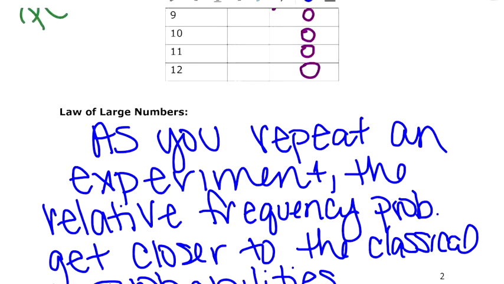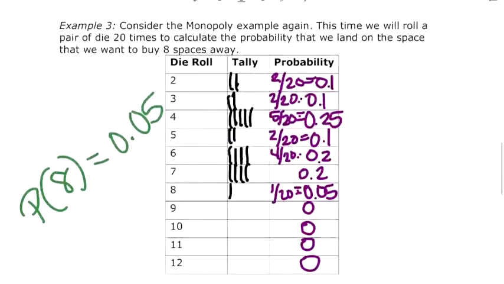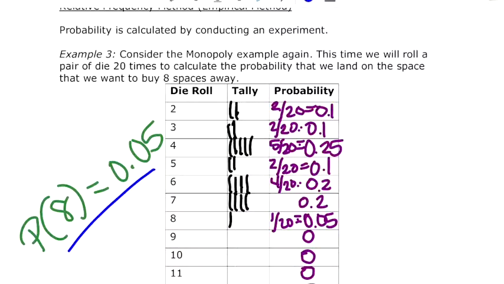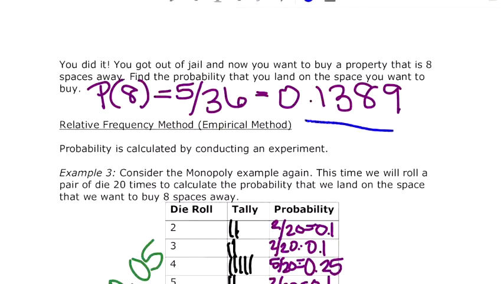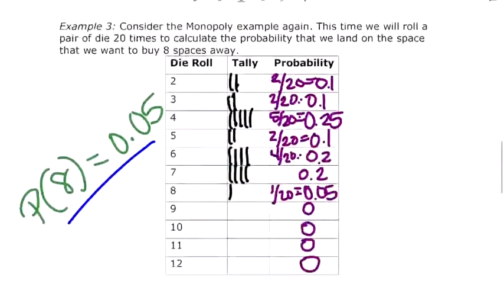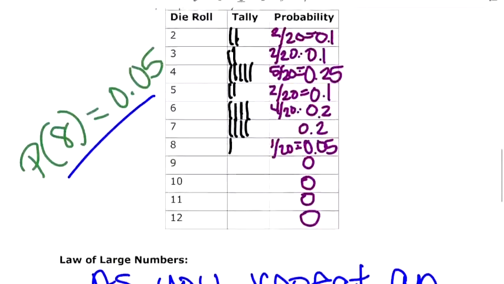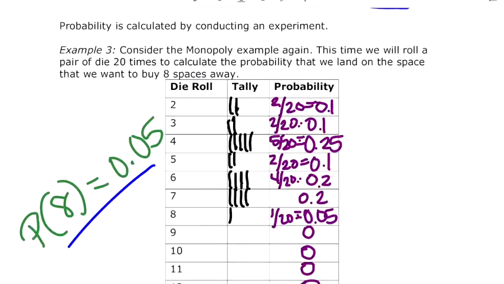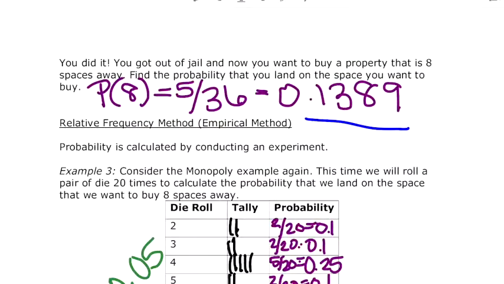So what that means is if I were to repeat my experiment, and let's say instead of only doing 20 dice rolls, which is pretty small, I did 1,000. So I'm repeating my experiment 1,000 times. If I were to do that and come back and recalculate the probability that I rolled an 8, this probability of an 8 would be much closer to the number that I had up here. It may not be exactly the same, but it would be pretty darn close. So that's what the law of large numbers says. As you repeat a probability experiment, actually rolling the die more and more times, that probability will get closer to what you would expect to see based on the classical probability.